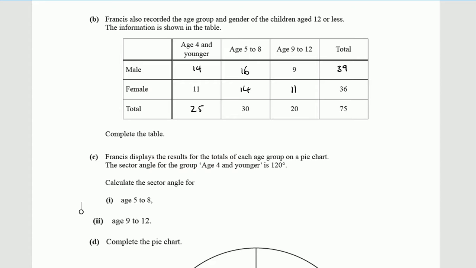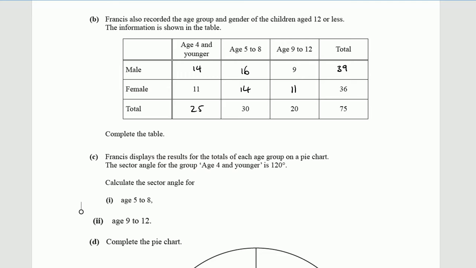Francis displays the results for the totals of each age group on a pie chart. The sector angle for age 4 and younger is 120 degrees. I want to calculate the sector angle for ages 5 to 8 and 9 to 12. So I treat pie chart questions like conversion questions, and we use the same idea we had before, that we want to get out of our numbers and into our angles.